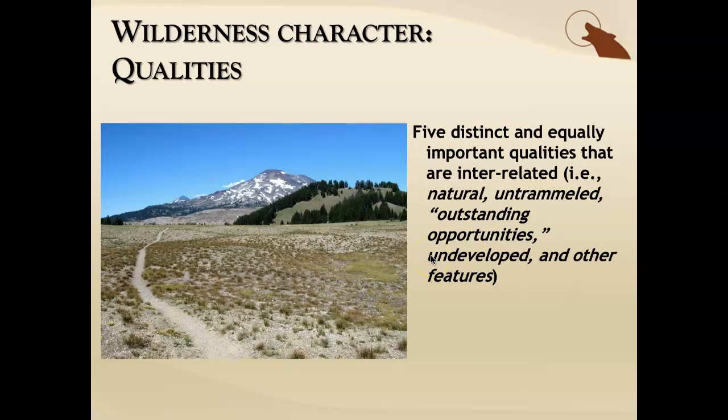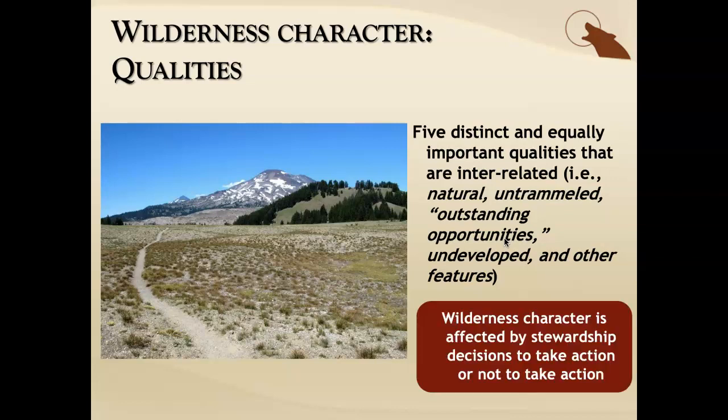So the five qualities of wilderness character are naturalness, untrammeledness, outstanding opportunities for solitude or a primitive and unconfined type of recreation, the undeveloped quality of wilderness character, and the other features of value. By the end of this lecture, we're going to know what all these mean, and we're also going to know a little bit about how they're used in planning and management by those four land management agencies responsible for wilderness stewardship.